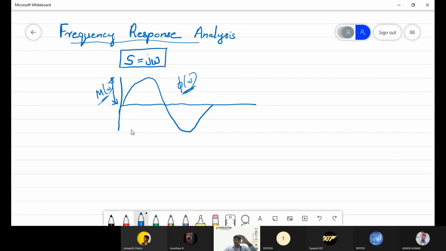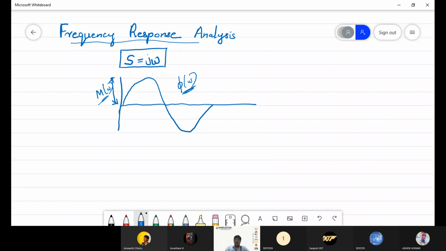The magnitude means how much supply is flowing through that particular system. It will tell about the magnitude. And the phase angle will tell how frequently it will come to the zero crossing. Depending on that, the frequency is determined. So both the things are responsible for the frequency response analysis, both magnitude as well as phase angle.